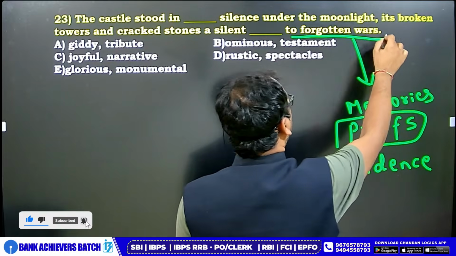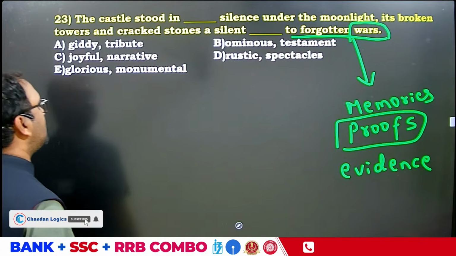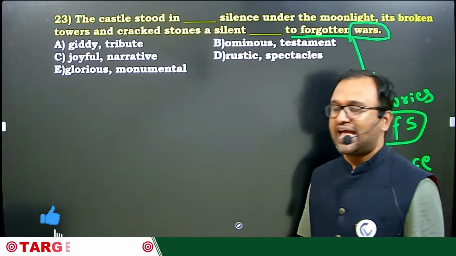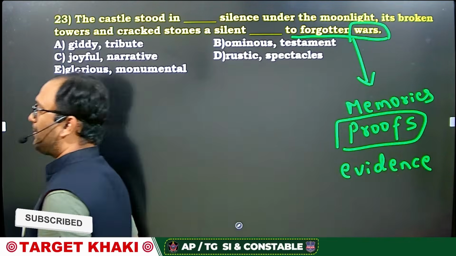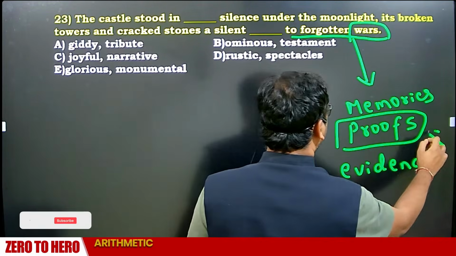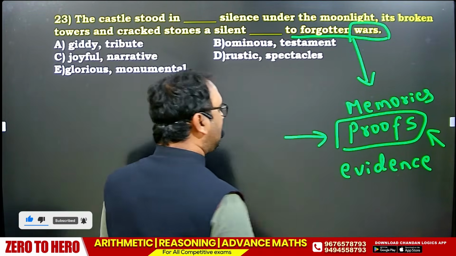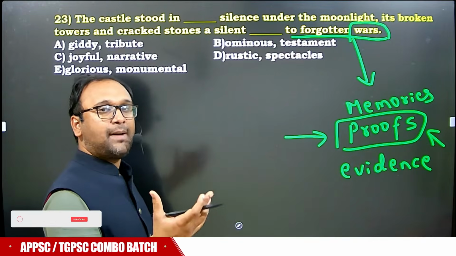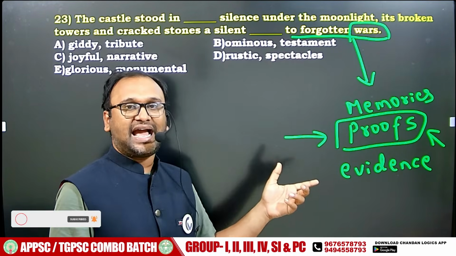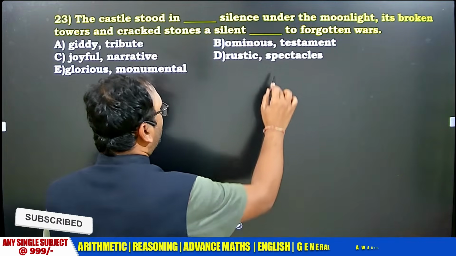Once upon a time wars happened. What is the evidence? The evidence is broken towers, cracked stones. They're all like evidence. So here you're talking about proofs. Among all the options, which vocabulary has the meaning proof?